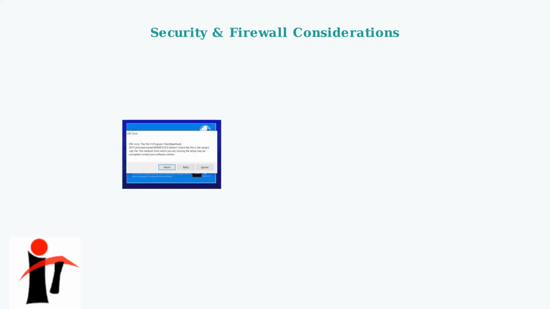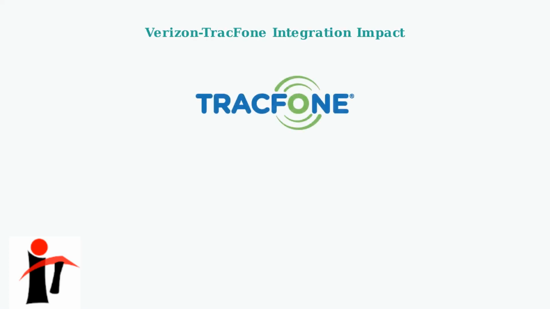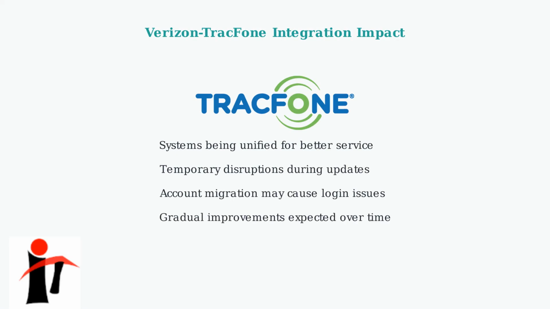Security software and firewall settings can sometimes block the app's network connections. Check your device's security settings, antivirus software, and firewall configurations to ensure they're not interfering with the TracFone app's functionality. Many current app issues stem from the ongoing Verizon TracFone integration. As these two major systems are unified, temporary disruptions and compatibility problems are expected. This integration process affects account authentication, data synchronization, and overall app stability.